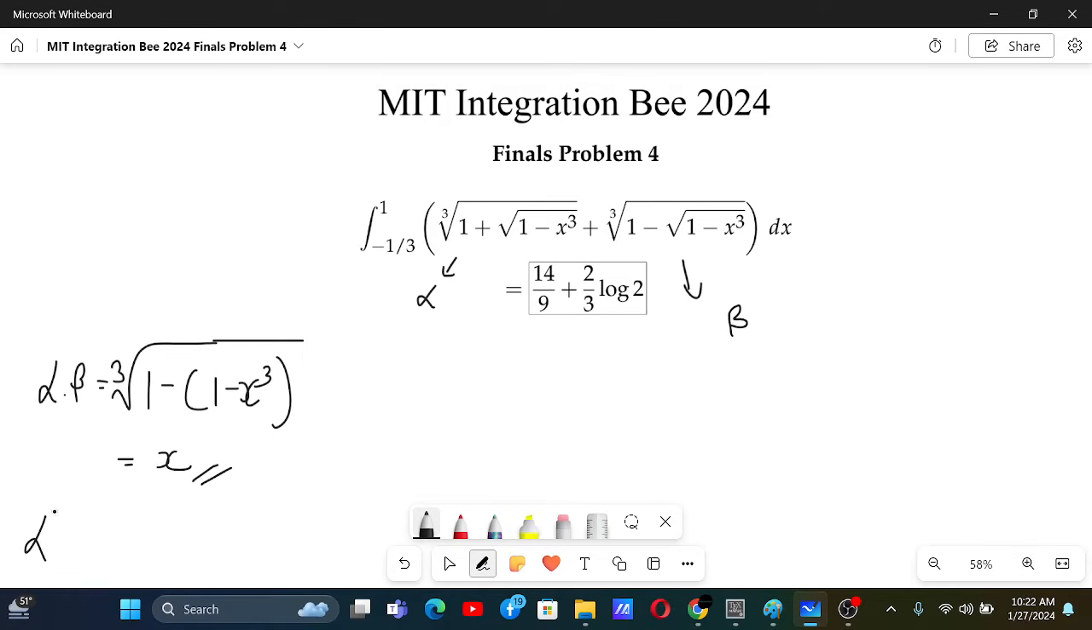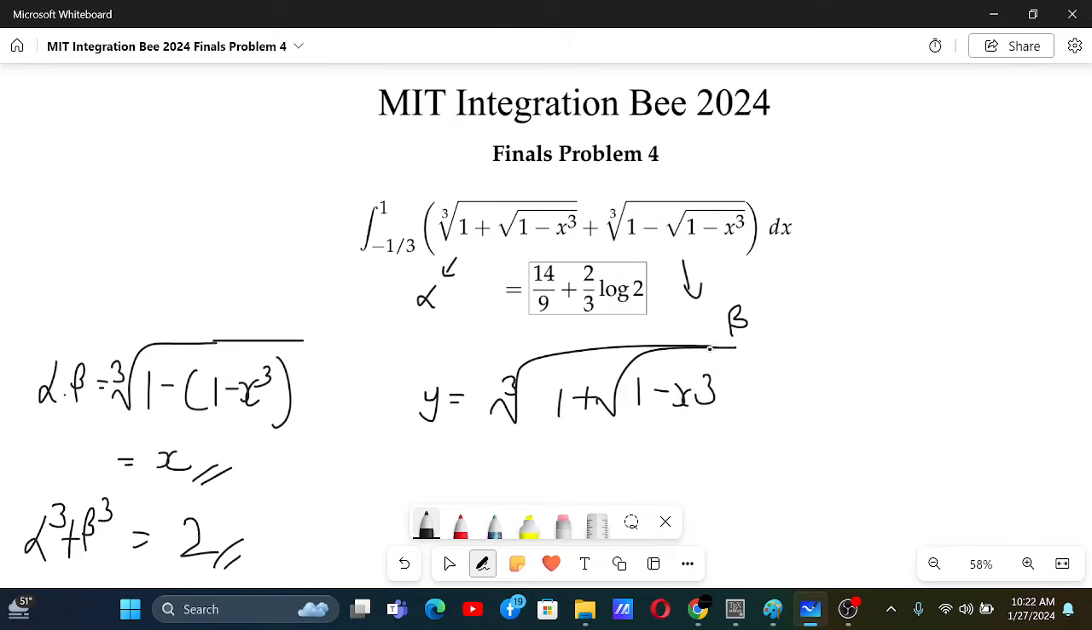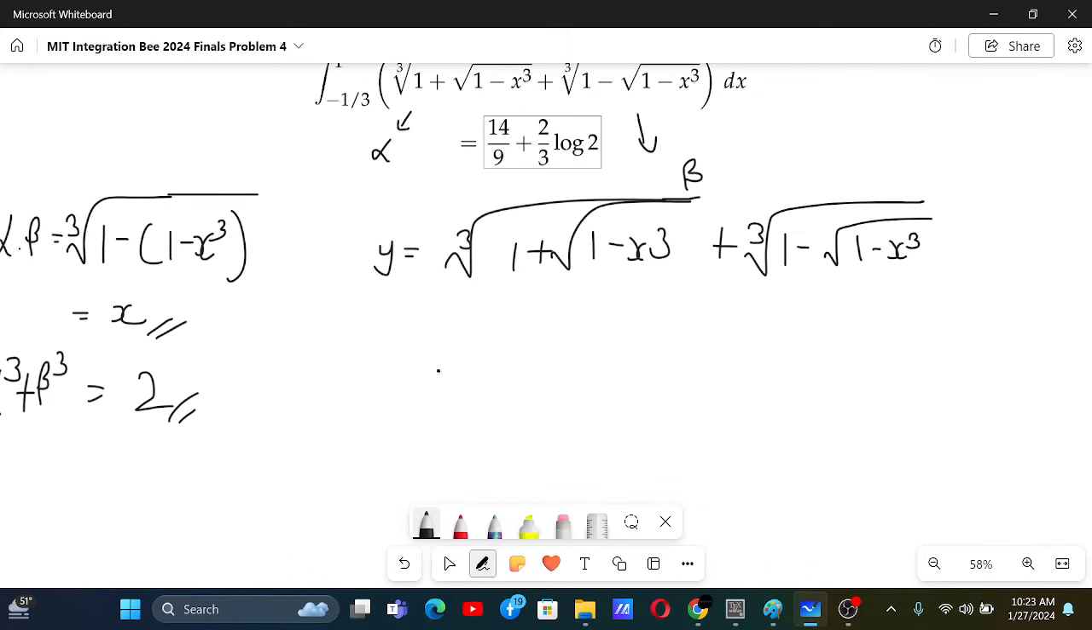Similarly, if you try to add alpha cube and beta cube, that's also only 2. That's also a kind of simple thing. So this gives us some idea: what if we let the whole quantity be y and then cube it. So let y be the cube root of 1 plus root under 1 minus x cube, plus the cube root of 1 minus root under 1 minus x cube. Now if we cube it, we will see something that will help us.